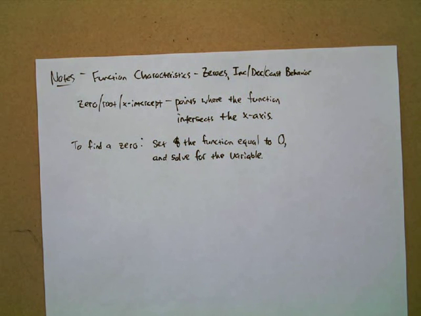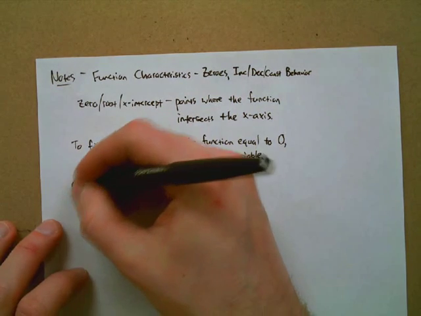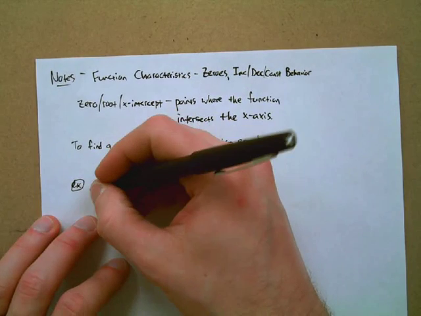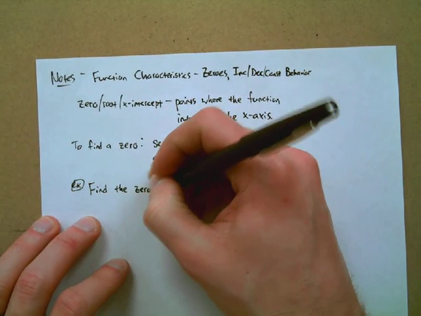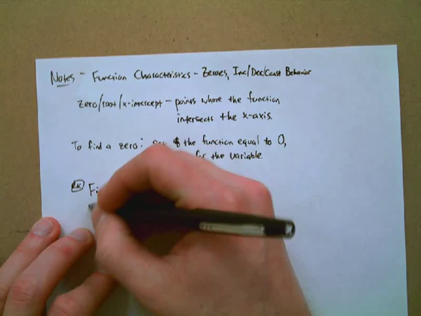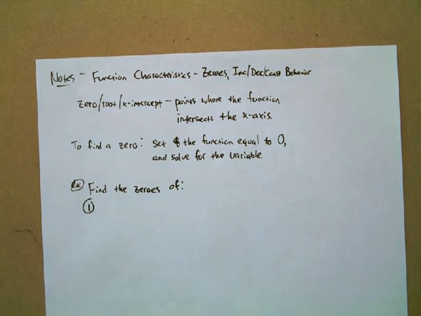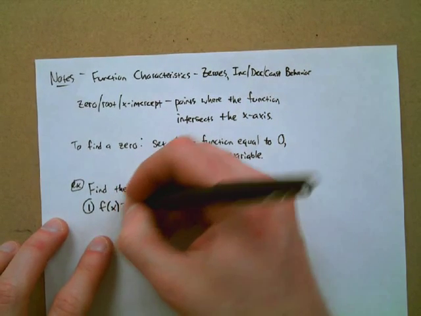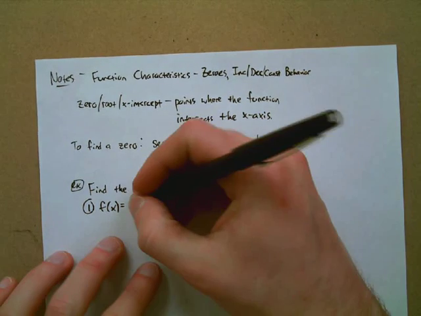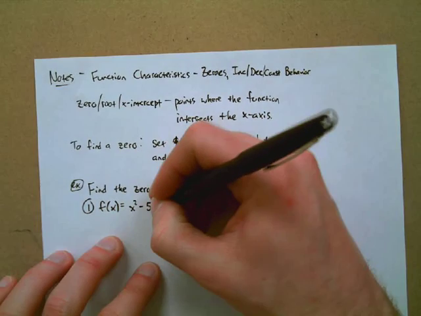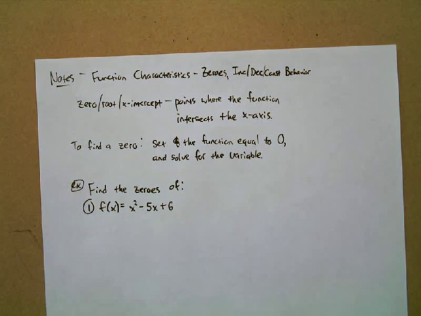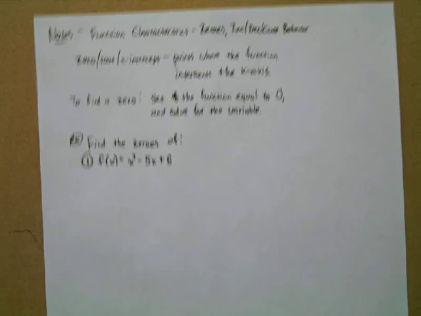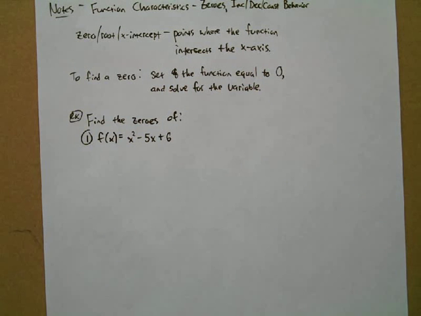Let's find the zeros of the first function here: f of x equals x squared minus 5x plus 6. We want to know, when does this thing cross the x-axis? All right, so we'll set it equal to 0.